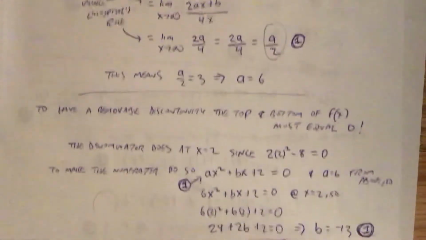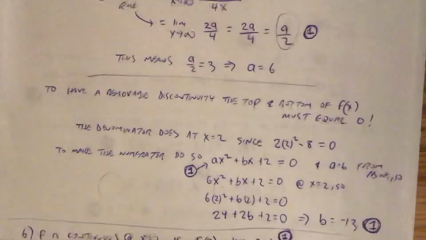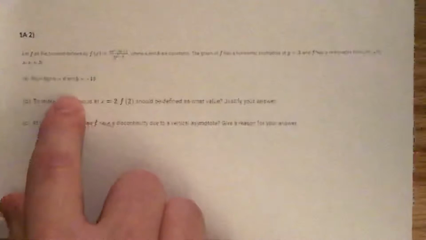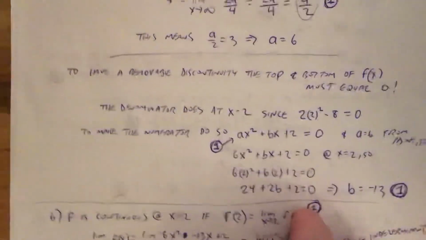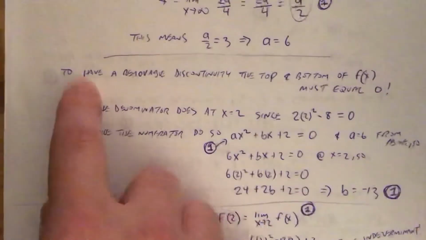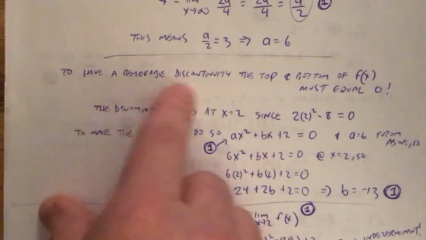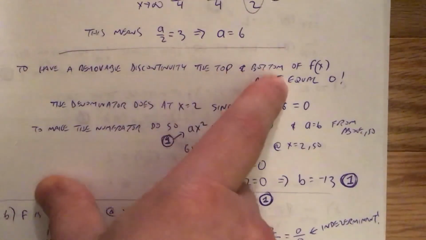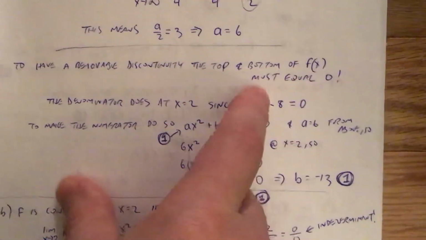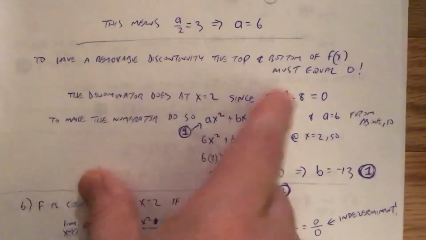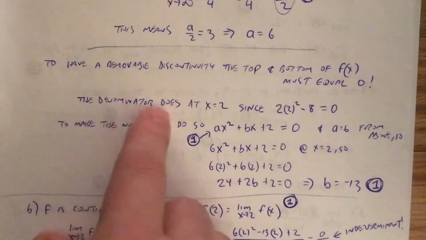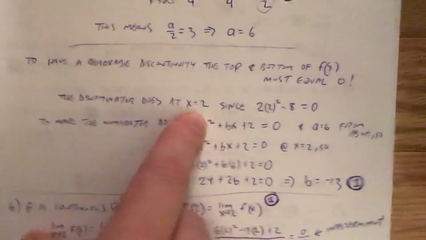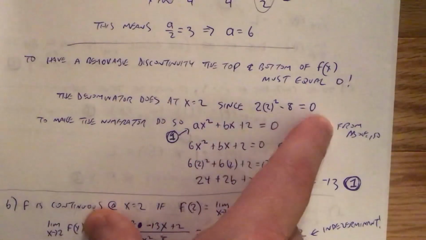Let me see which part's next. Oh, showing the negative 13. So I showed the 6, I have to show the negative 13. I'm going to do that using the fact it has a removable discontinuity. So if it has that removable discontinuity, the top and bottom of f of x must equal 0 at that spot. So now the denominator definitely equals 0 at that spot. The denominator does at x equals 2. Since I can plug it in and check that.